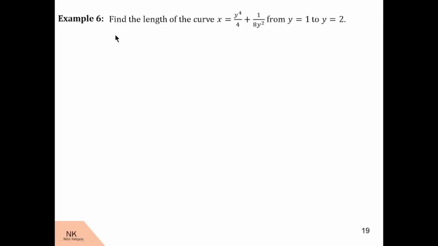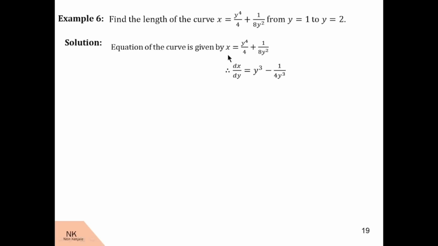Now let's go ahead for next example. Here we are asked to find length of the curve given by x is equal to y raised to 4 by 4 plus 1 upon 8y square from point y is equal to 1 to y is equal to 2. Let us first note the equation of the curve. Here it is of the type x is equal to f of y. Now we can find out dx by dy from this by differentiating it throughout by y.